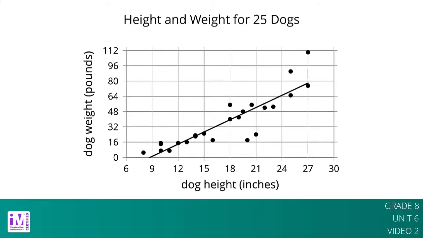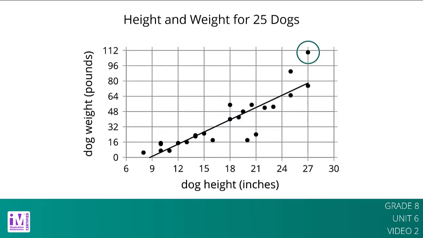For example, this dog is 18 inches tall and weighs 40 pounds, which is modeled very accurately by the linear model. You can know this because the point is almost exactly on the line. There are other dogs that are not well modeled by this line.